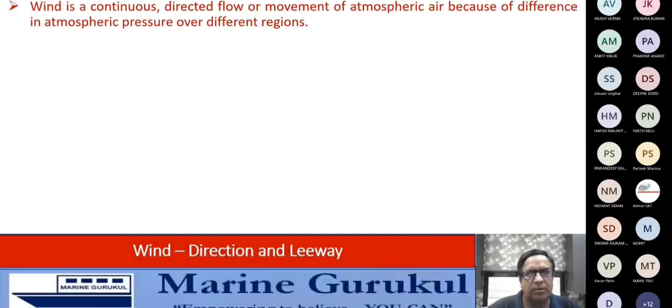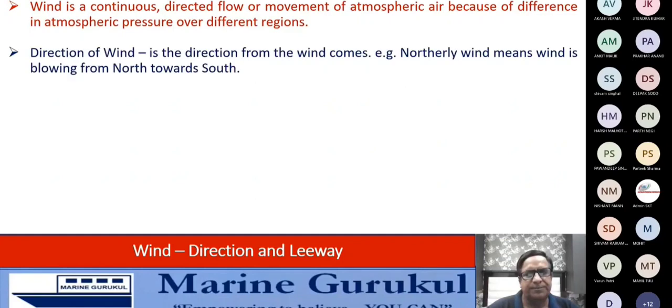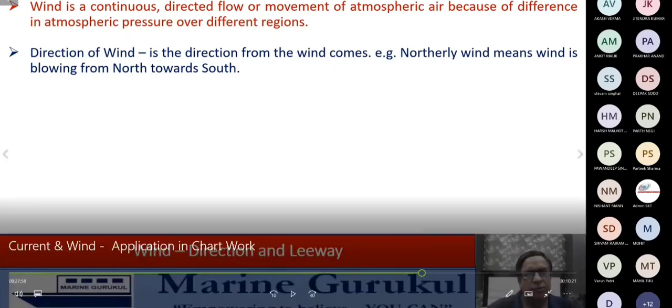Wind and its effect on the ship's track. Wind is a continuous directed flow or movement of atmospheric air because of different atmospheric pressure over different regions. Direction of the wind is the direction from which it comes. That is, northerly wind means wind is blowing from north towards south.